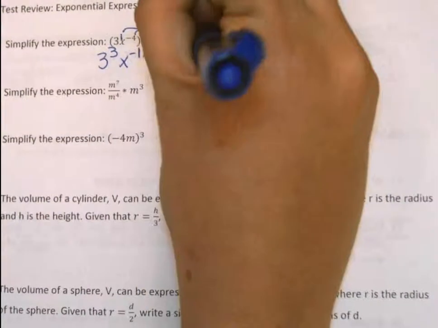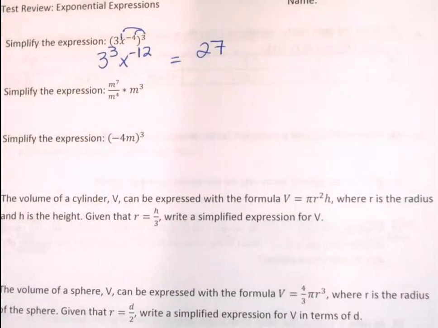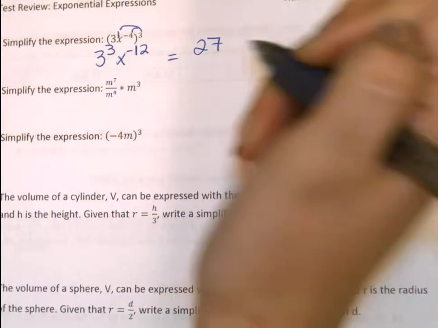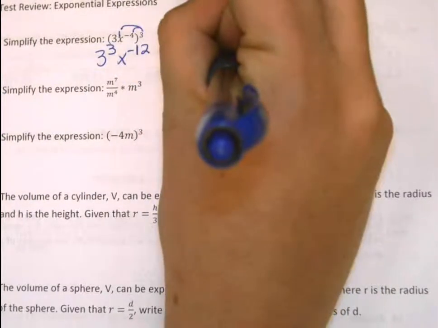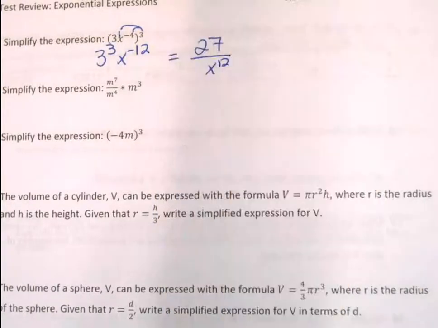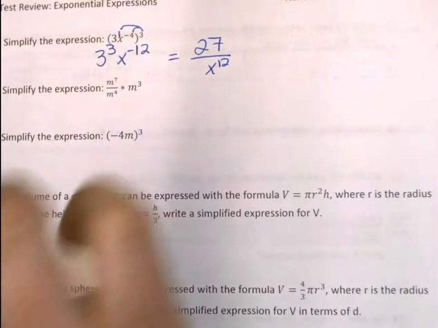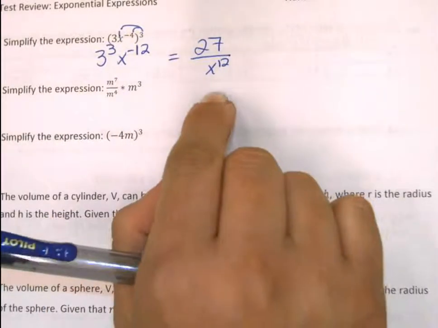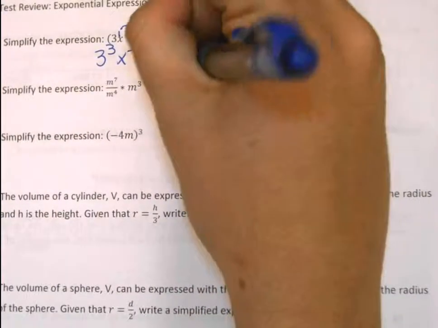So I have 27 for my number part, and then my exponent is a negative. Negatives mean we turn it into a fraction, and we flip the side it's on. So if this was a fraction to begin with, it would have been on the top. It moves to the bottom because it needs to go to the opposite side. And that's my final answer.